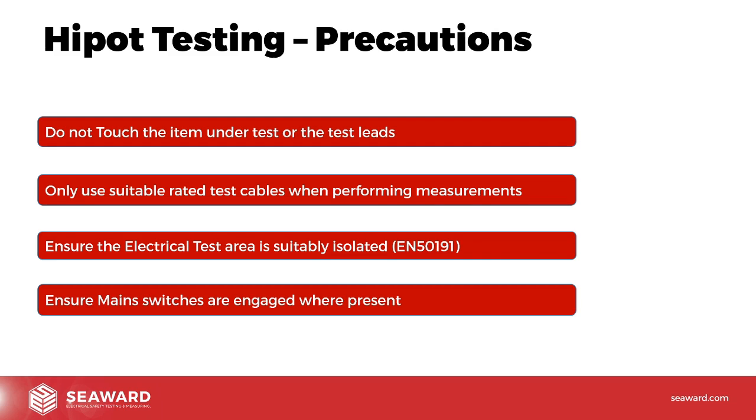And then finally, we should always ensure switches are engaged where they're present. So if you do have an on-off switch on your product, during the testing phase, it should be in the on position to make sure that the entire circuit is engaged and tested accordingly. If for any reason we had the switch in the off position, part of that circuit might only be tested up to the switch point, and we want to make sure we get beyond that and into the product. So if you do have a physical on-off switch on your device, always make sure it's in the on position prior to testing.